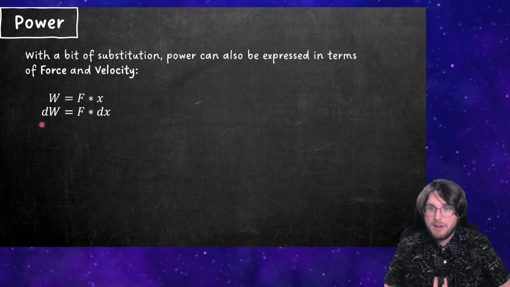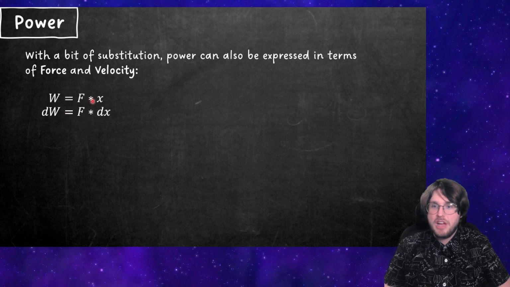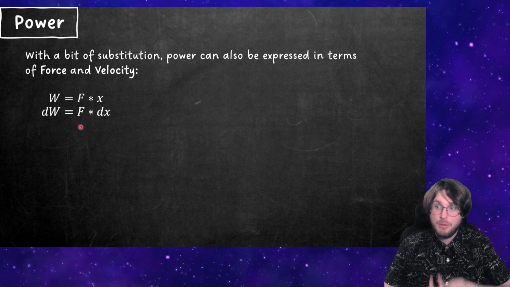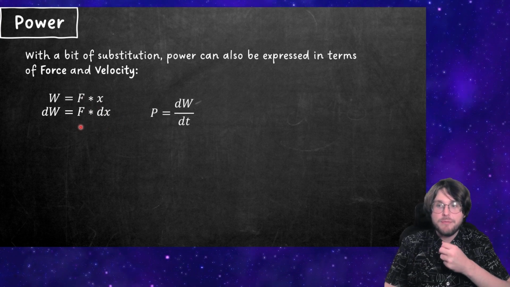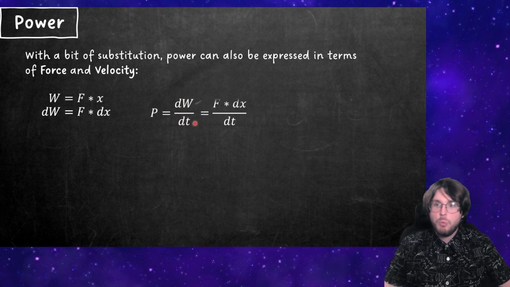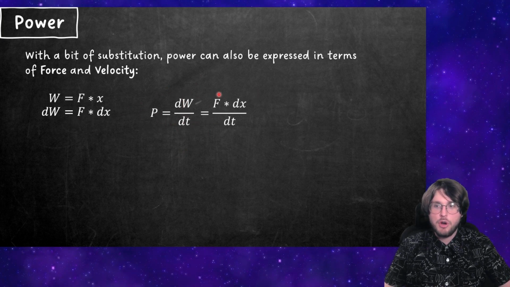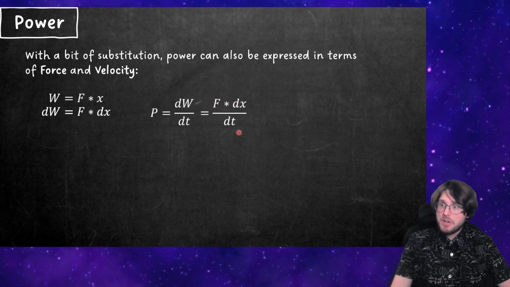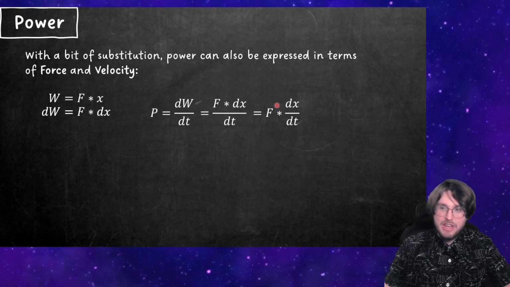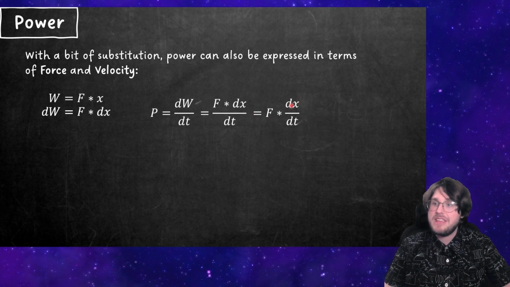So a very small amount of work would equate to force times some very small displacement. Force is the thing that we're holding constant here. If we plug that into our formula for power, dW over dt, substituting our formula into that, we've got F times dx over dt. What we're going to do is just rearrange things a little bit. F is pulled out of that, and we're left with F times dx over dt.